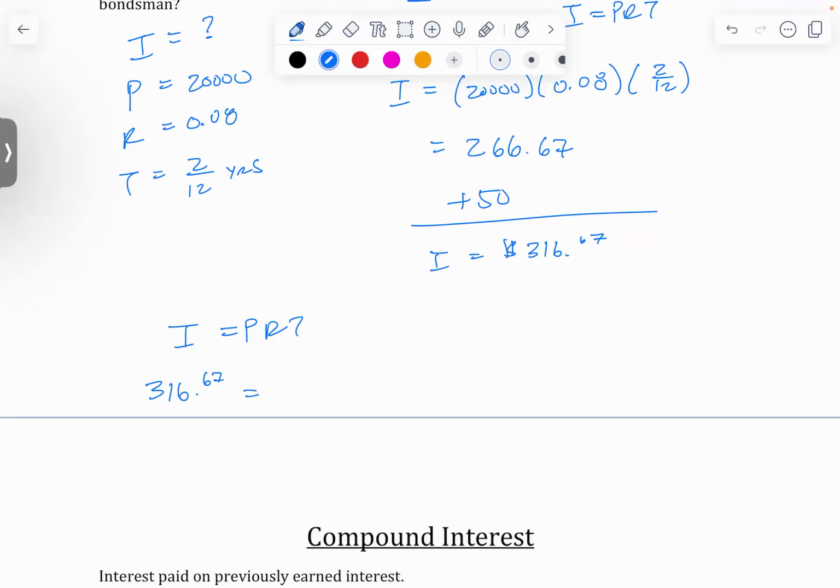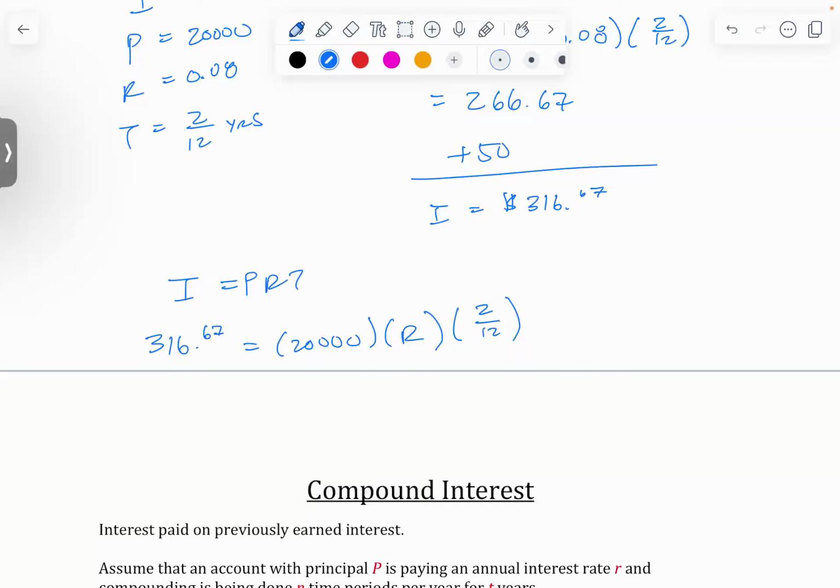So now let's solve this backwards. Same information, right? 20,000, but now we don't know the rate and it's still 2/12, right? 2 months. And then divide by 3,000 and some change.